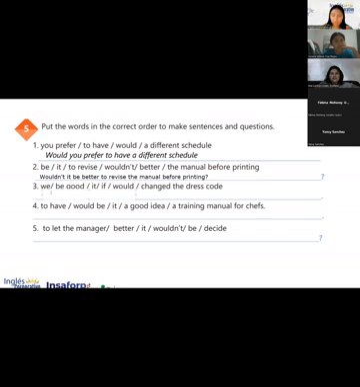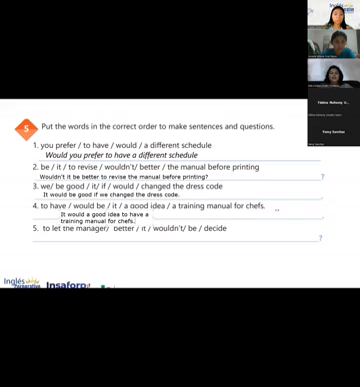Number three. Number three is a sentence. It will be good if we change the dress code. Excellent. The dress code. Perfect. That is correct. Awesome. Okay. Now, what about number four? Number four is also a sentence. It will be a good idea to have a training manual for chefs. Very good.